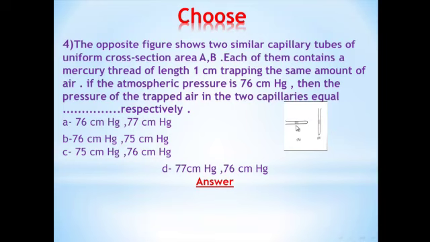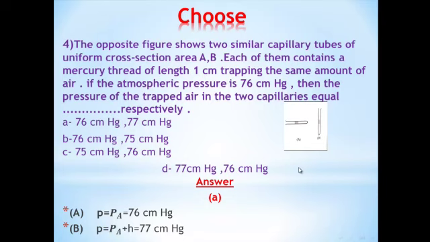If the tube is horizontal like A, then PA equals atmospheric pressure, so it equals 76 centimeter Hg. Tube B will equal atmospheric pressure plus h, and here the height equals 1 centimeter, so 76 plus 1 equals 77. Answer number A. 5.